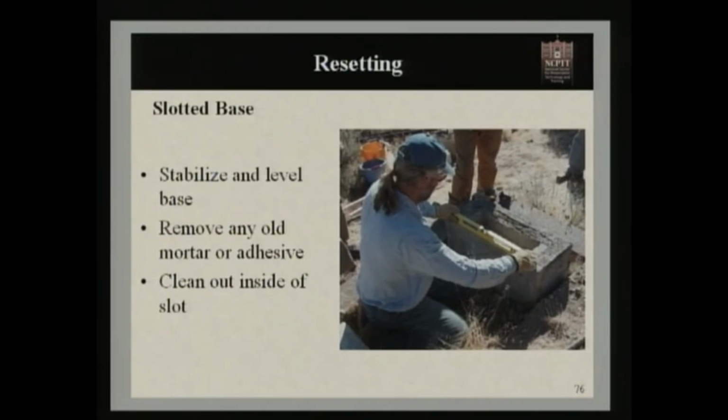From inside this base, we want to clean out that slot. A lot of times you have a lot of biological growth, a lot of dirt, soiling that has built up in there over the years. And in doing that, you also want to look to see if there's any failed adhesive epoxies or mortars that are left behind from either the original placement or failed repair attempts over time. And you want to get all of those out. And that might just be simply by washing it, getting those out, or using a very sharp small chisel to remove any hard mortars like Portland cement that might have been used in the past and have failed.